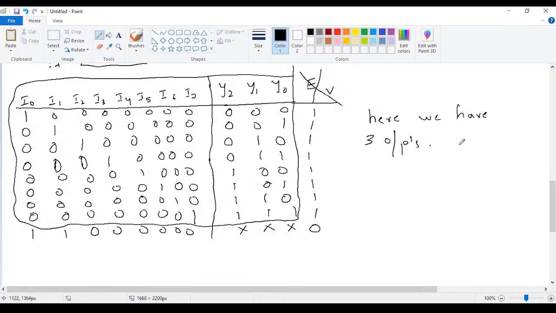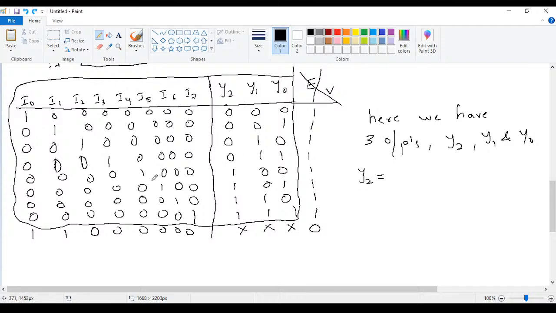Okay, so 3 outputs means 3 outputs, y2, y1 and y0. So we need to get 3 expressions. So what is y2? Y2 equal to sigma of, so what are they? So here we have I4. Okay, so no need to go for sigma also. So y2 will be what?